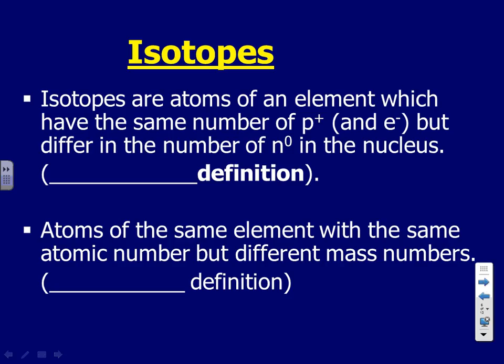So let's move on. Now let's talk about what these atoms are that have the same identity but different masses. And the term we use is isotope. And that's a term you might have heard in the past.